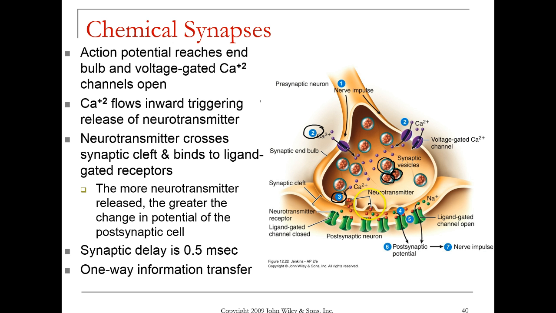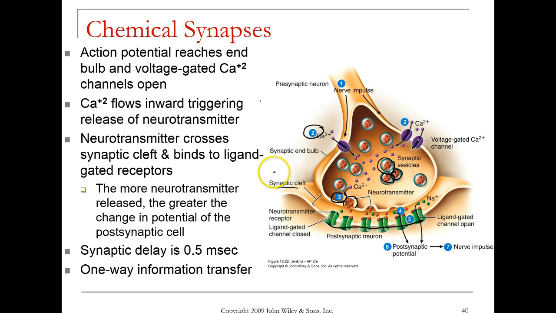They will dock, attach to the cell membrane, and they'll release the neurotransmitter out of the cell. The neurotransmitter will diffuse across the synaptic cleft. The synaptic cleft is the opening between the two cells, and it will bind to ligand-gated receptors on the postsynaptic cell. So here in green is our listing of all of our receptors. Those receptors are also ion channels. They open up and will allow ions to pass into the postsynaptic neuron.